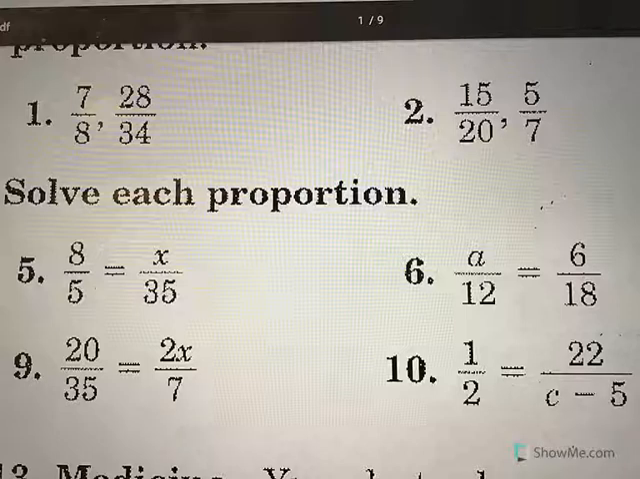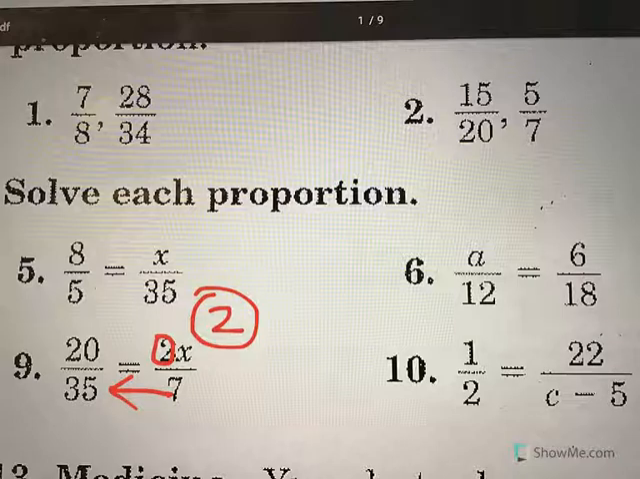So first, let's see, how do we want to do it? How do I go from 7 to 35? Times 5. Whatever we do to the bottom denominator, we do to the numerator. So 2 times 5 is 10. 10 times what equals 20? 2. So our answer, x equals 2. But let's check it to make sure I didn't mess up.